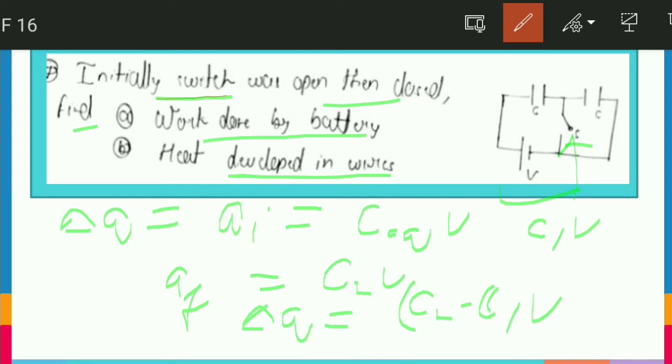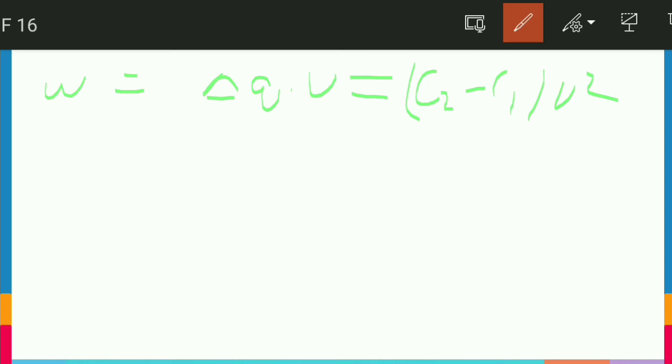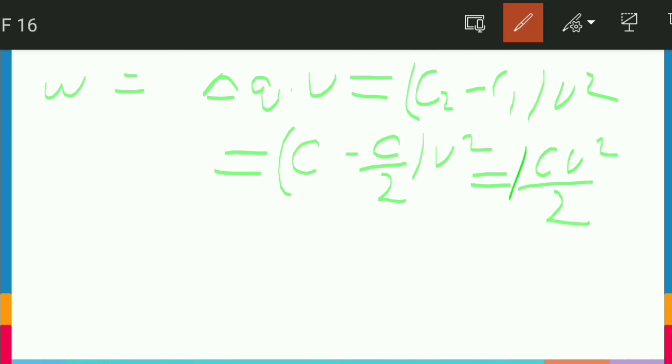So work done by the battery, how much will it be? As I have told, the work done by the battery has a magnitude of delta Q into V. So it comes to C2 minus C1 times V square. Final C from the figure, can you guess it? It will be just C, and initial C was C by 2. So it is C minus C by 2 into V square. So it comes to CV square upon 2. This is the work done by the battery.